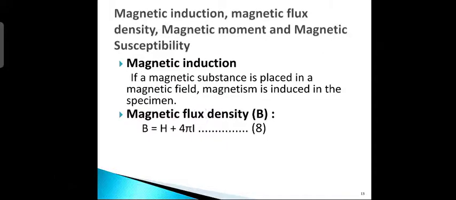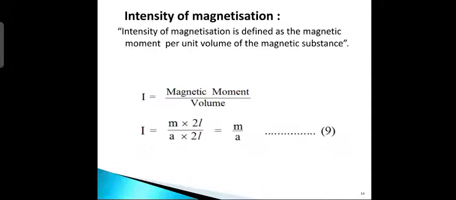Next slide. Magnetic induction, magnetic flux, magnetic flux density, magnetic moment and magnetic susceptibility. Now first we shall see magnetic induction. If a magnetic substance is placed in a magnetic field, magnetism is induced in the specimen. So magnetic flux density is represented by B. B is equal to H plus 4 pi I. Let this equation be 8.